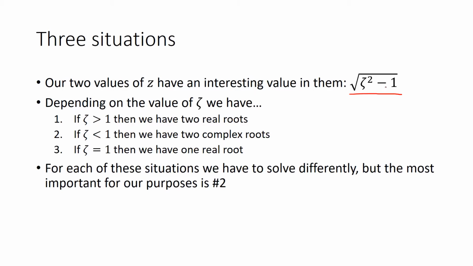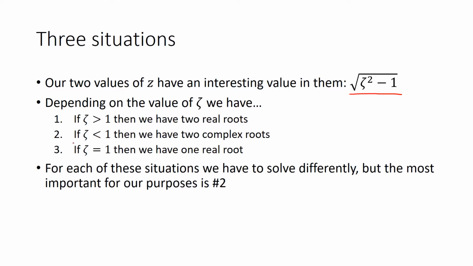Depending on the value of zeta, if zeta is greater than 1, we'll have 2 real roots, because that means whatever that value is squared is going to be greater than 1. So we have something greater than 1 minus 1, which gives us a positive value, just a normal number. If zeta is less than 1, then we have 2 complex roots, because zeta squared is going to be less than 1, which means we have a negative number underneath the square root, which leads to a complex, imaginary number.